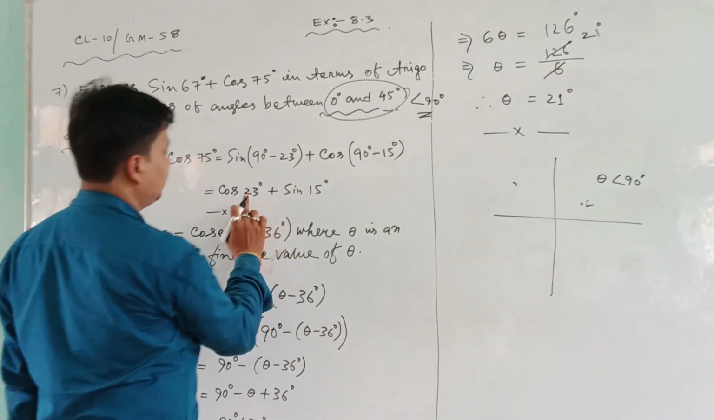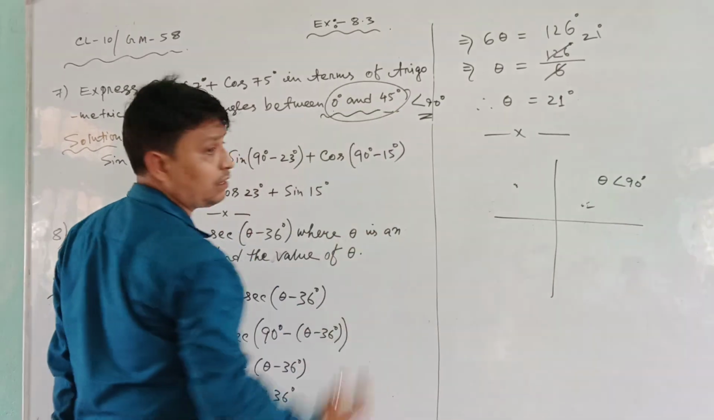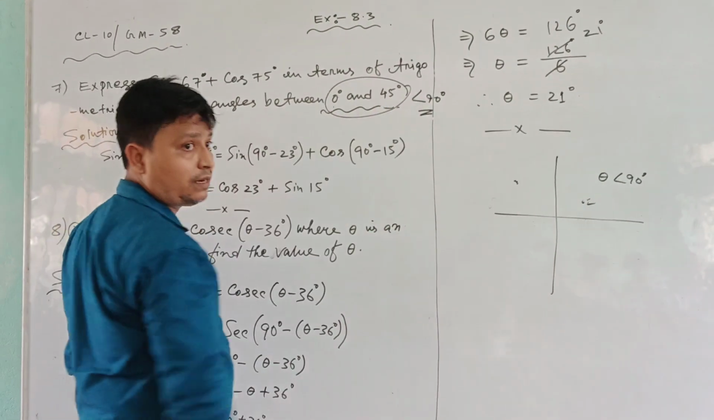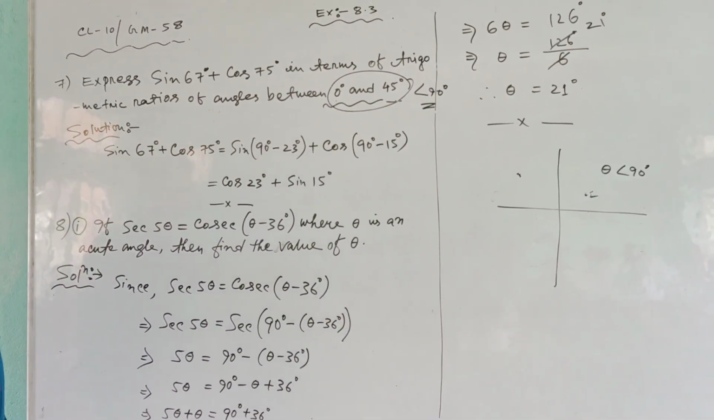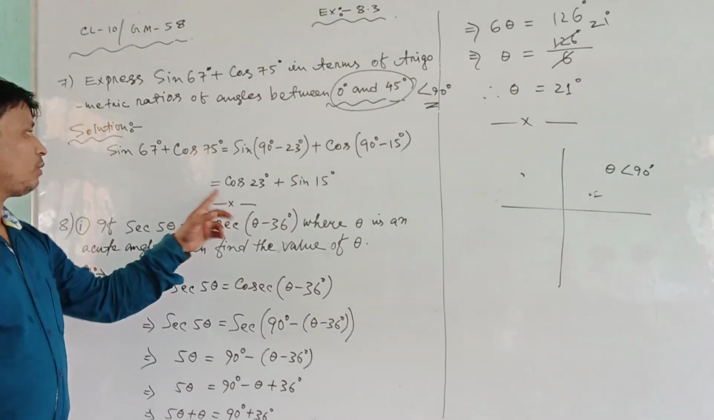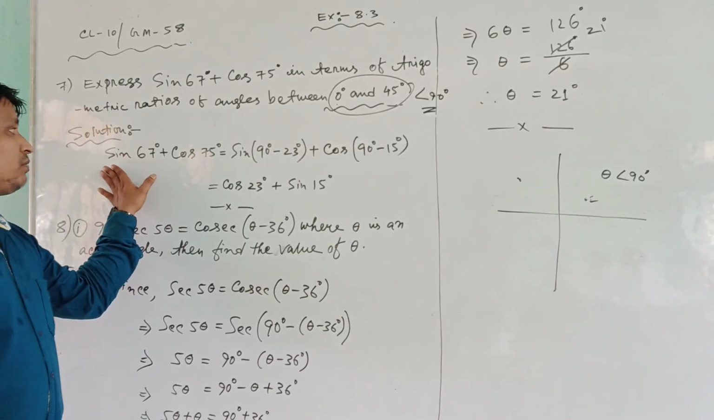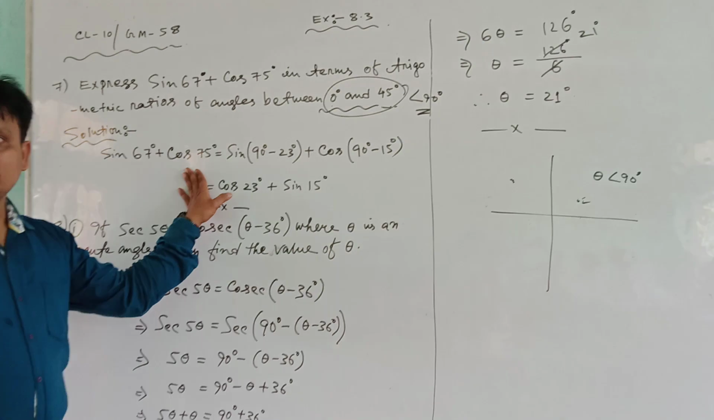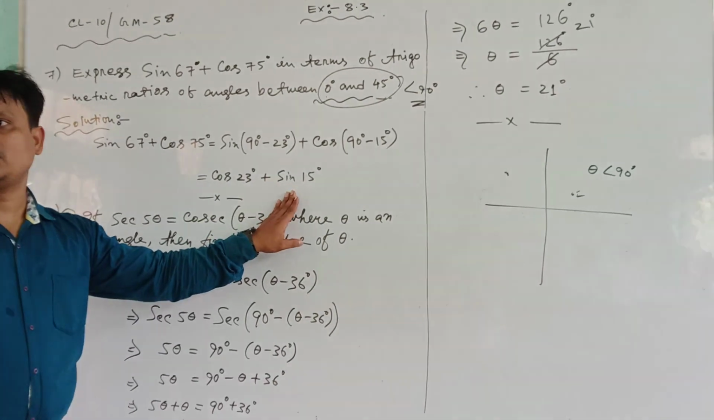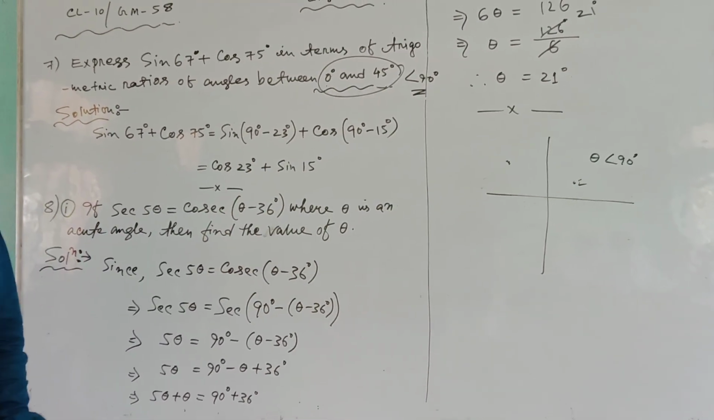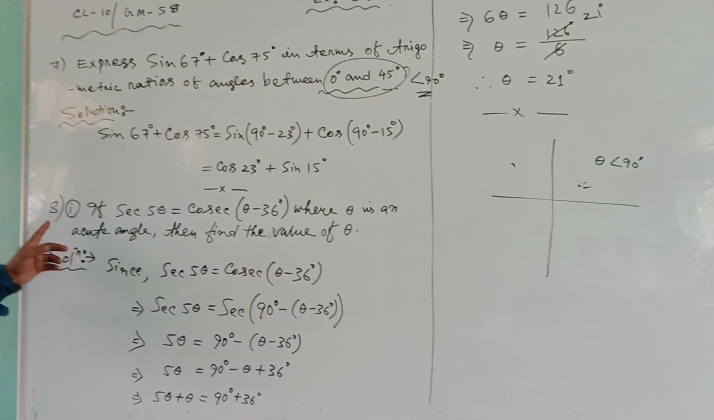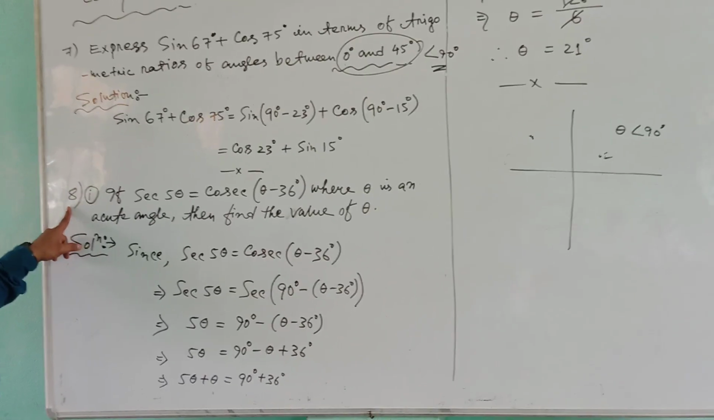23 and 15, these two angles are between 0 degree and 45 degree, which are less than 90. Clear? So this expression is equal to this expression. That means whatever value you get for this expression, the same value you will get for this expression also. Both the values are equal. So next, see question number 8.